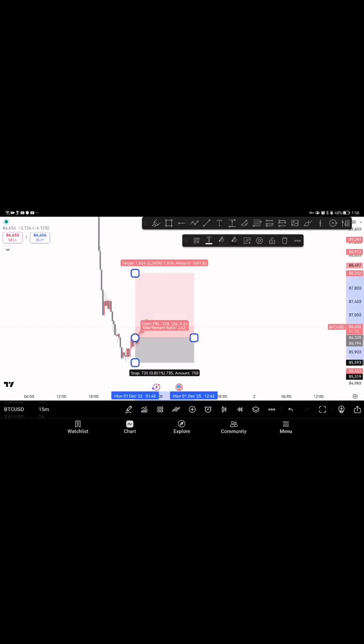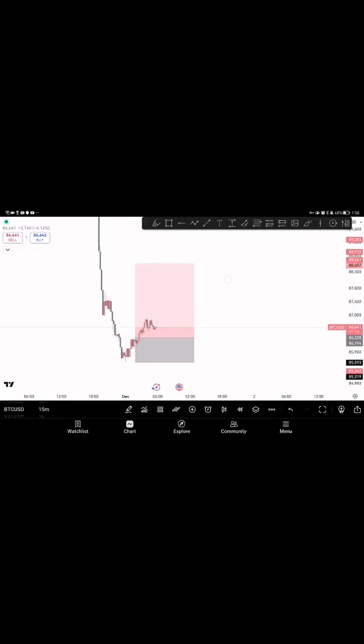Hey guys, so I'm looking out for this trade on BTC. I'm looking out for a buy, a 1:2.6. Normally I can get like a 1:3 somewhere here, right? But the moment I get a 1:2 here, I'm going to break even, and this is going to be the final TP.